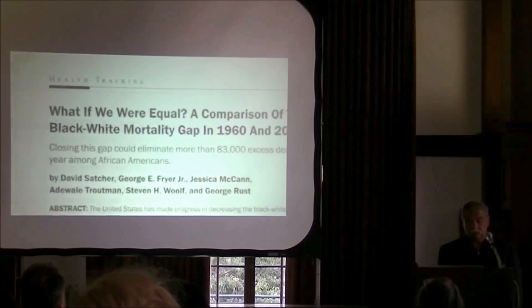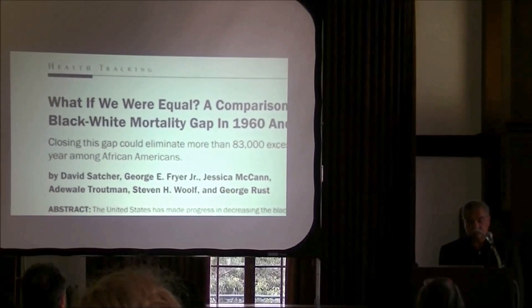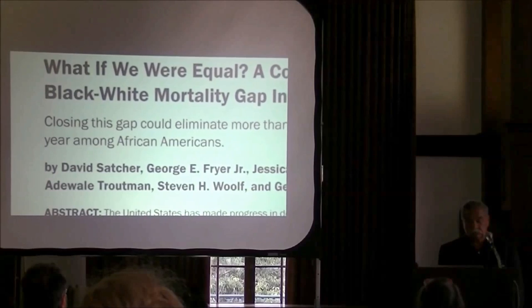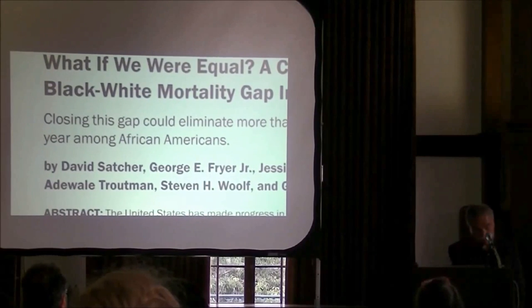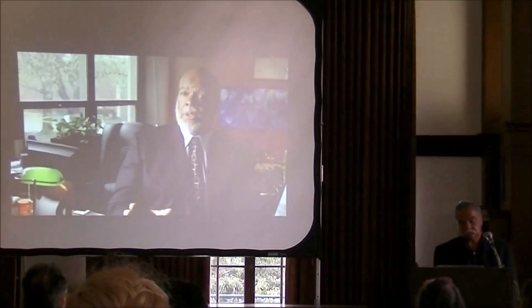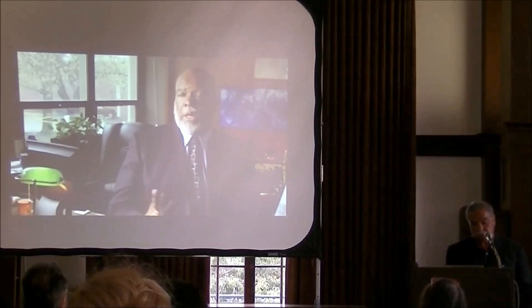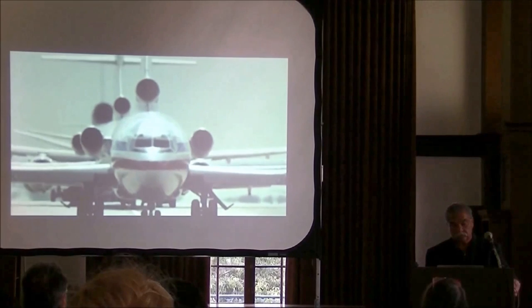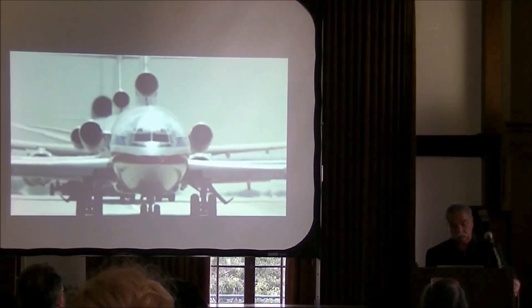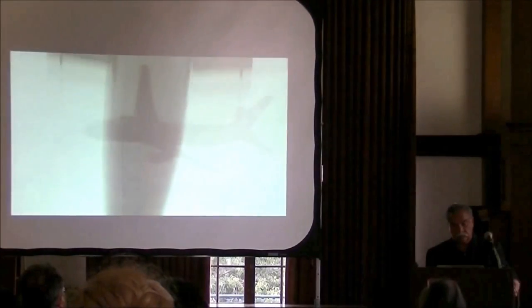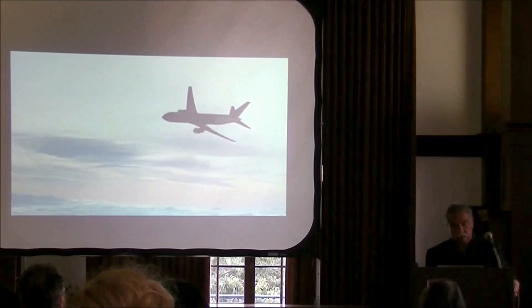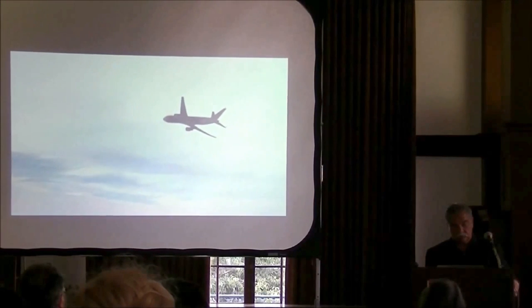Troutman knows what this can lead to. He authored a cornerstone study with former Surgeon General David Satcher on excess death among African Americans. It was a national study, and we found over 83,000 excess deaths per year in the African American community alone. 83,000 excess deaths each year. That's the equivalent of a major airliner filled with black passengers falling out of the sky every single day, every year.